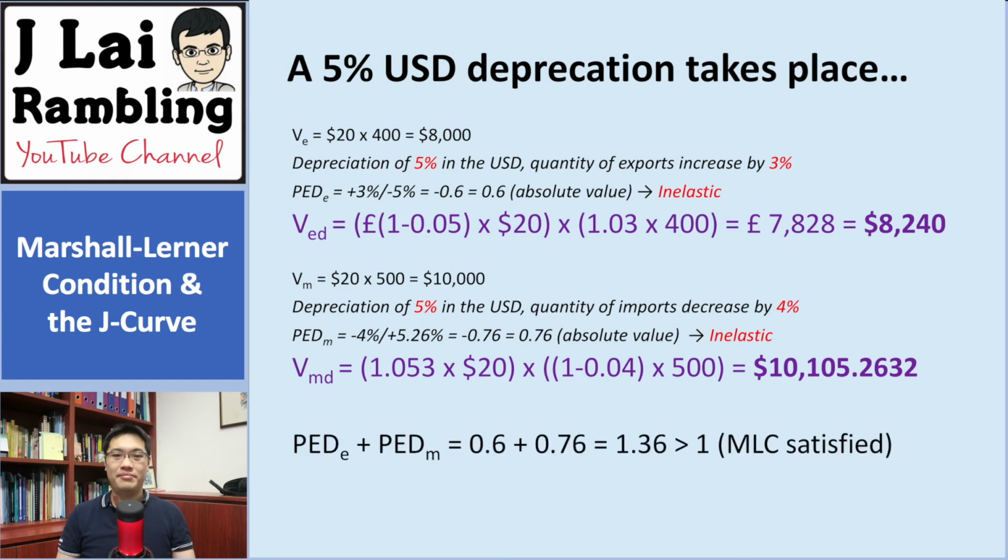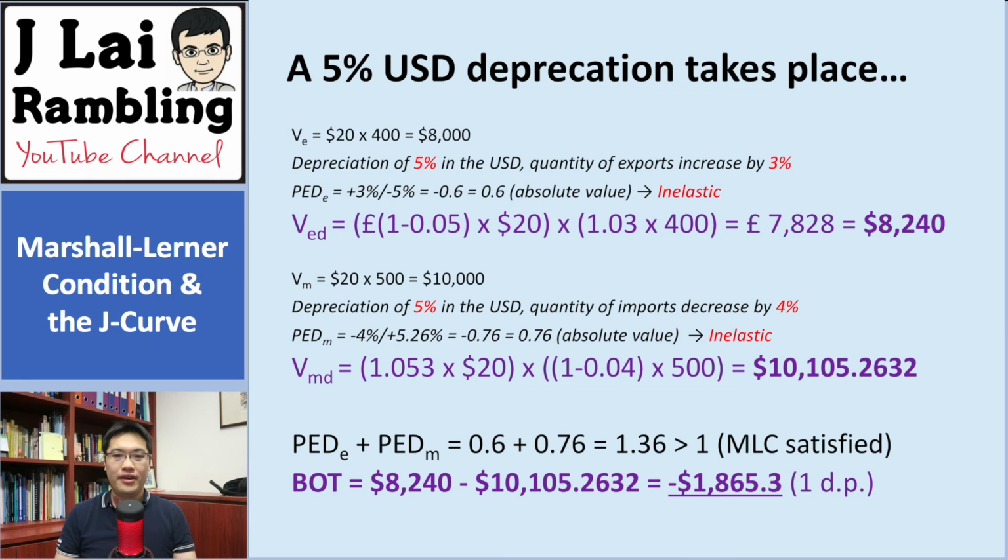Has the Marshall-Lerner condition been satisfied? Yes, because 0.6 plus 0.76, which is the price elasticity of demand for exports, plus the PED of imports, adds up to more than 1. Okay, and let's look at the new balance of payment. It is the value of exports after depreciation minus the value of imports after depreciation, and gives me negative $1,865.3. Since the Marshall-Lerner condition has been satisfied, I fully expect that the balance of trade has improved.